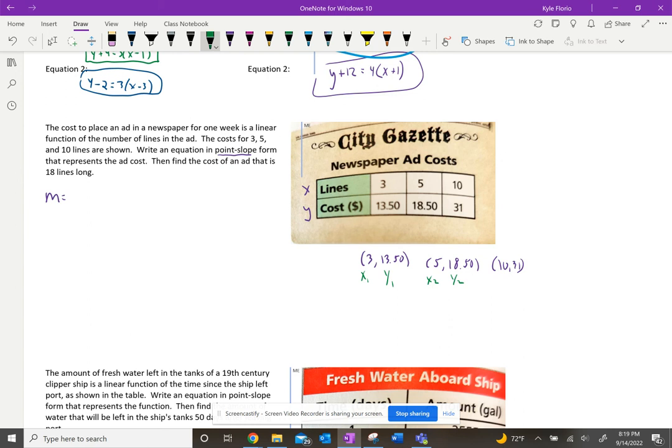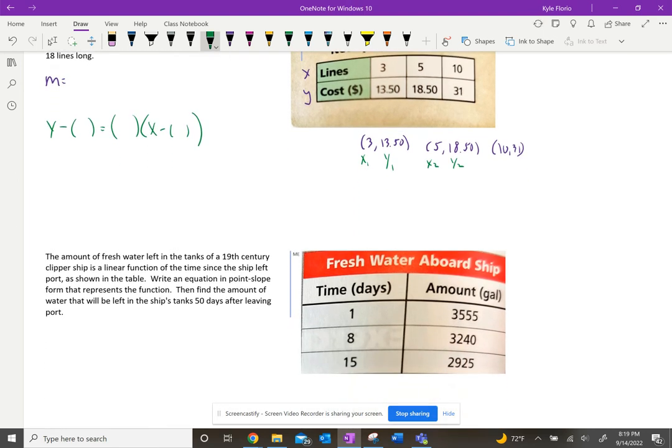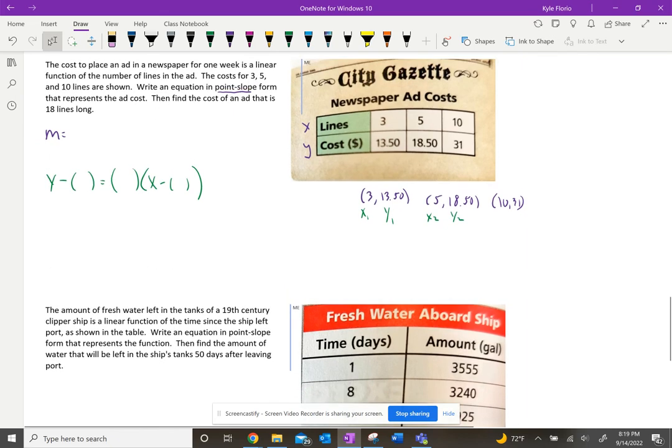So see if you can find the slope. It comes out to a nice whole number. And then to write the equation, it's going to be y minus whatever y1 is, whichever point you want to use, equals m, which is whatever you get here, times x minus whatever you get for x1. And you could pick any of these points. This question here is going to go similarly, so I'm not going to give you any more hints, but give that a try.